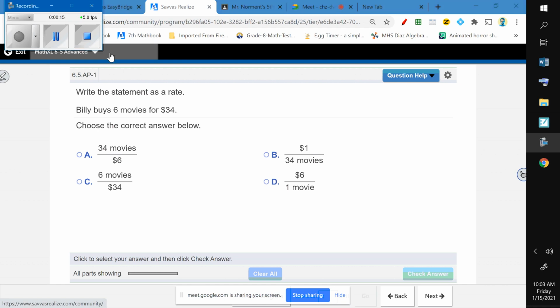So for this one, it's pretty basic. Billy buys 6 movies for $34. Now you're thinking, I don't know what goes at the top, what goes at the bottom. It really doesn't matter because you're just looking for the ratio that has 6 movies and $34. So for example, this is not the answer because this has $6 instead of 6 movies. So there's only one ratio that has 6 movies and $34, and it's pretty obvious how to do that one.